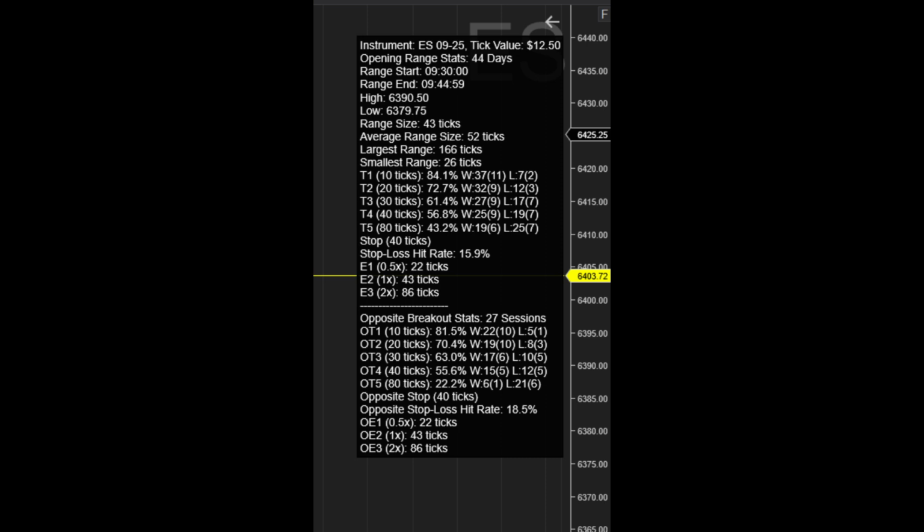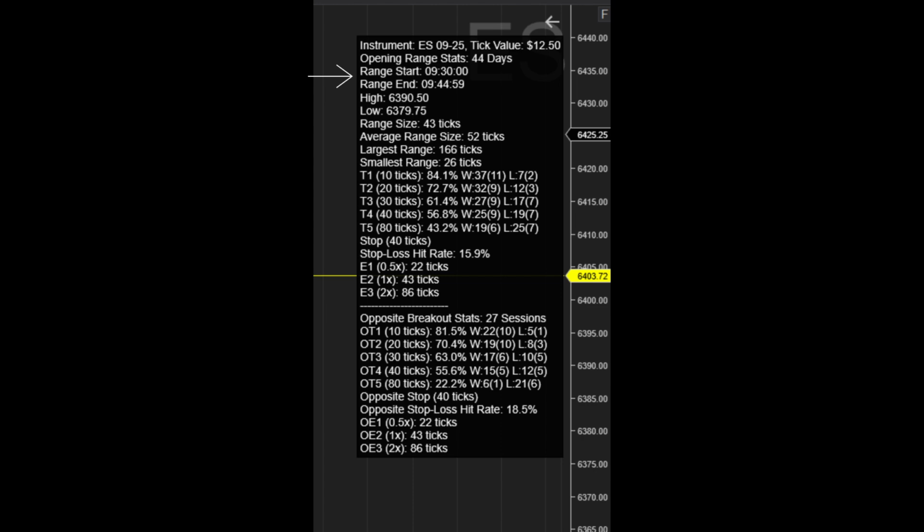As we start here, you can tell that we are looking at the instrument ES, S&P 500 E-mini futures contract, which has a tick value of $12.50 per tick. I have 60 days loaded in my data series, and of that 60 days, there are 44 trading days. It tells us when the range starts. I have it starting at 9:30 a.m. And the range is ending at 9:44:59, which is essentially 9:45, which is the 15-minute opening range break for the ES.